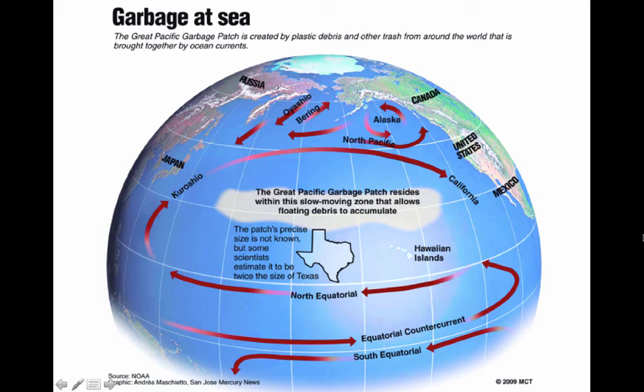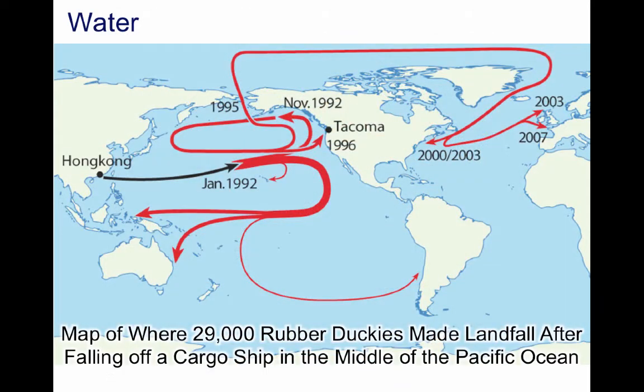And to get a picture of how vast the Pacific Ocean truly is, and how complex the gyres are, in 1992, a container filled with thousands of rubber duckies, among other cargo, fell off a ship in the middle of the Pacific, and these toys floated around the world for years. Duckies landed in places like Australia, Indonesia, the US, and across into Europe, even up to 15 years later.